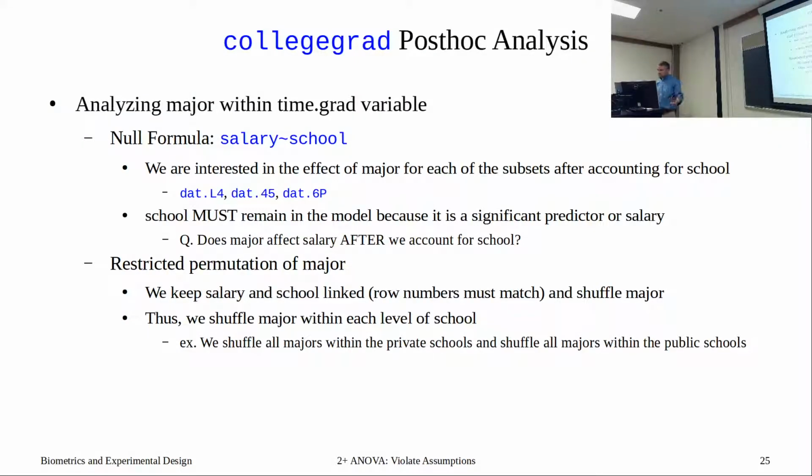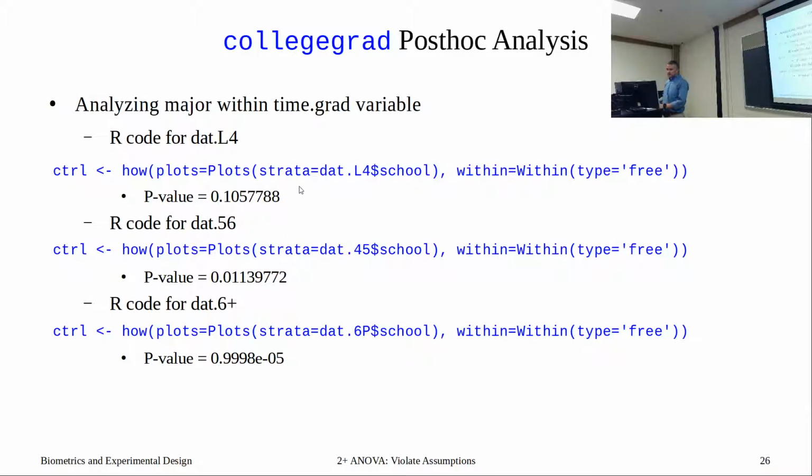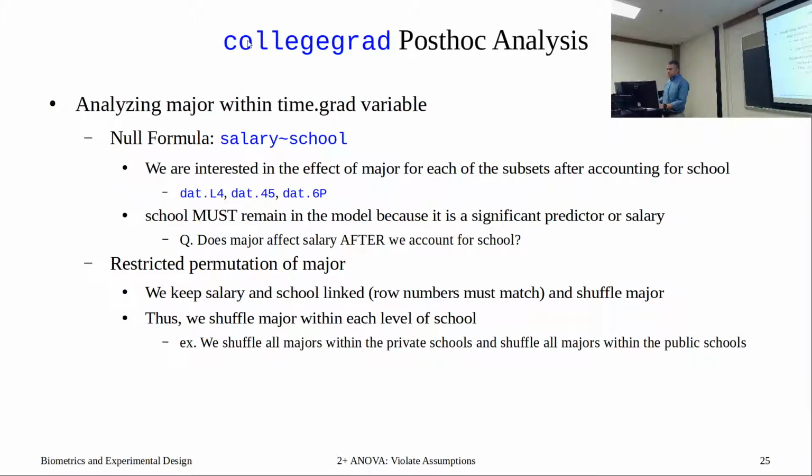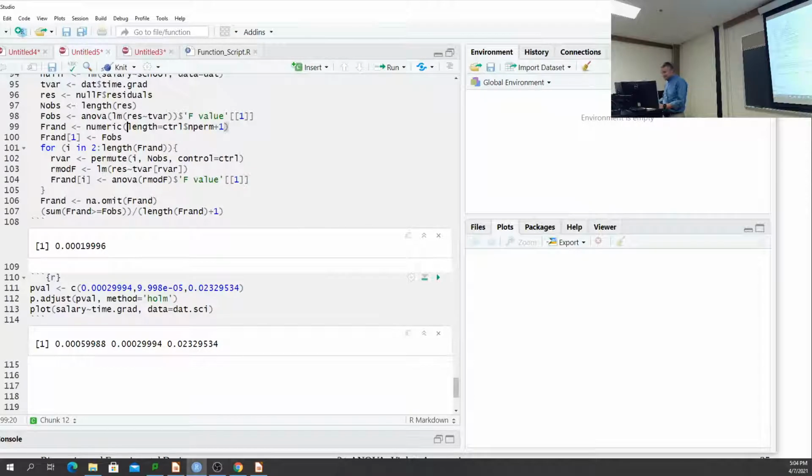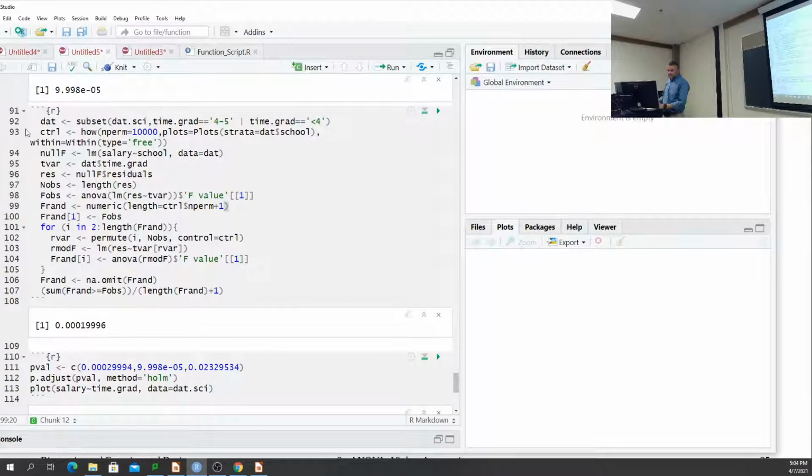So remember, we use AIC to find the best model. We had an interaction term. So now we have to keep school in our model because it's significant. And then we're going to do subsets to see if we can explain time to graduation and major. So we started with these restricted permutations back here, right?